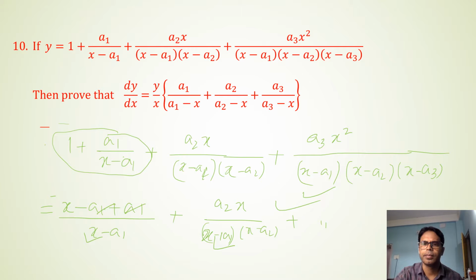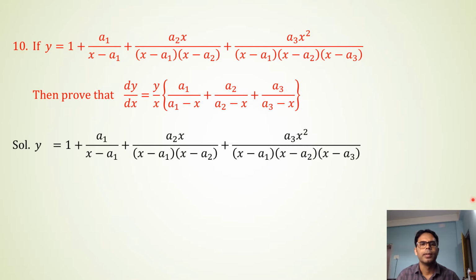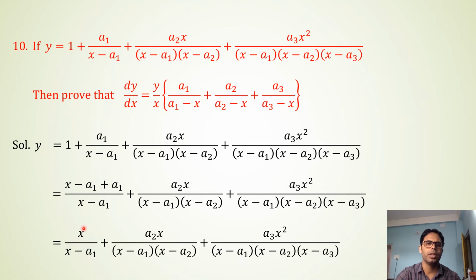You see the solution first. This is the expression given. Take LCM from the first two, x minus a1; then it is x minus a1 plus a1, and these terms cancel, and the others remain the same. It will be x by x minus a1 and the terms remain the same. Now again take LCM between these two, and the LCM will be x minus a1 into x minus a2. So in the numerator it is x into x minus a2 plus a2x.